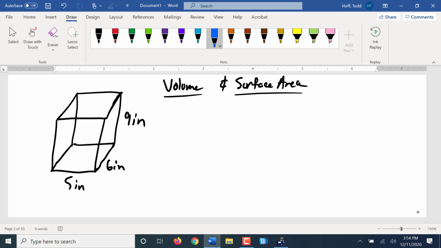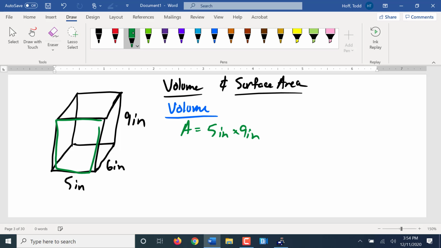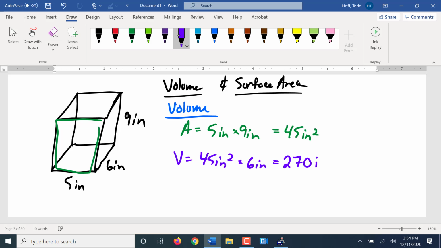For volume, what'd you do? Where did we start? What's that? 5 times 9 will work. If we do 5 times 9, that means we're using this as our base. So that gives us 45 square inches as the area of our base. So we can convert that into a volume by doing 45 square inches times what? Times the 6, which will give us 270, isn't it? The difference between your answer and the right one is nothing.